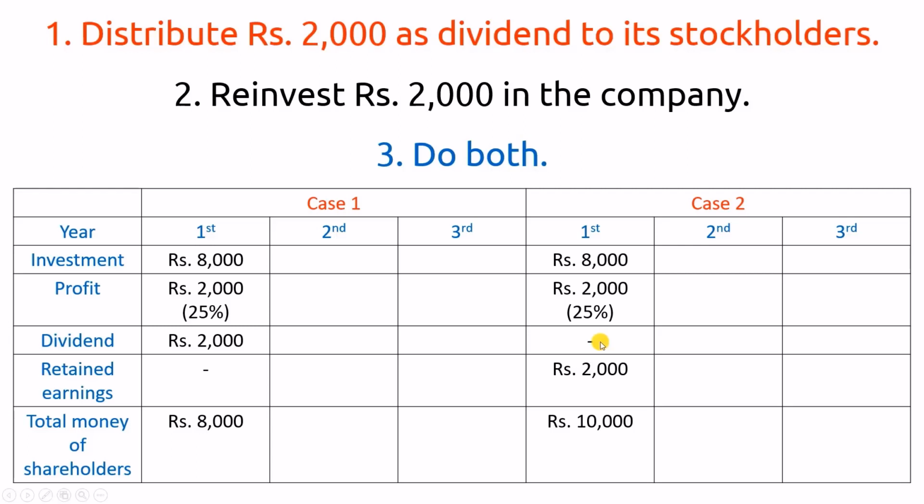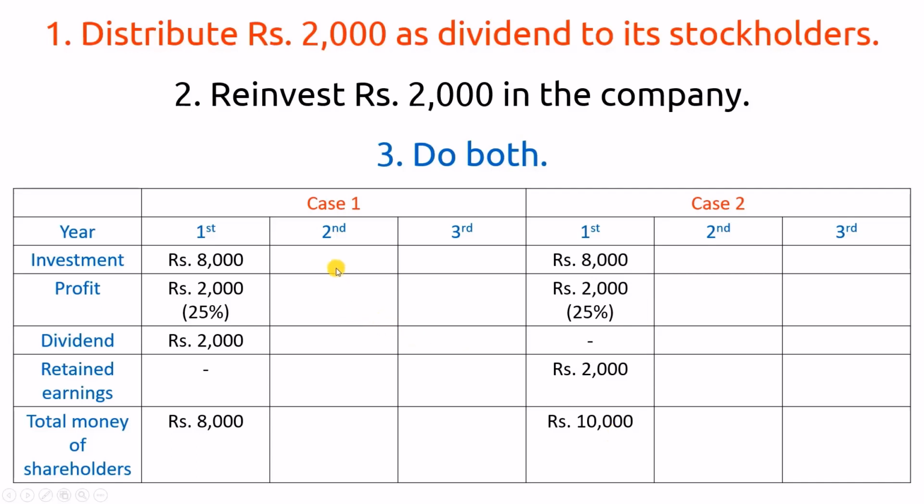Now in case 2, let us say that the company reinvests the entire 2,000 rupees in the company. So retained earnings is 2,000 rupees, dividend is 0. So how much money is with the shareholders? 10,000. How is it 10,000? 8,000 is invested and 2,000 is invested. Whatever money is in the company belongs to the shareholders, correct? Stockholders. So it is 8,000 plus 2,000, 10,000 rupees.